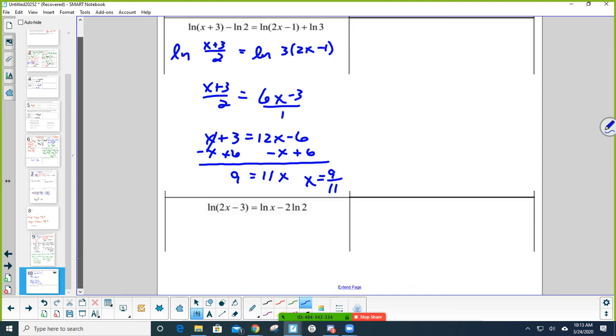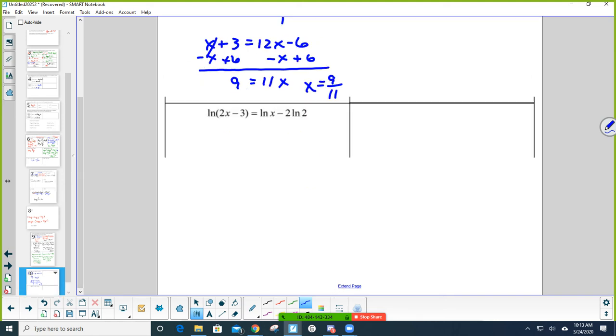My last one. This one looks weird to me. Let's take a look at this one here. This is kind of funky looking, but really just follow the procedure. No number here, no number here. I'm going to put that 2 up there.